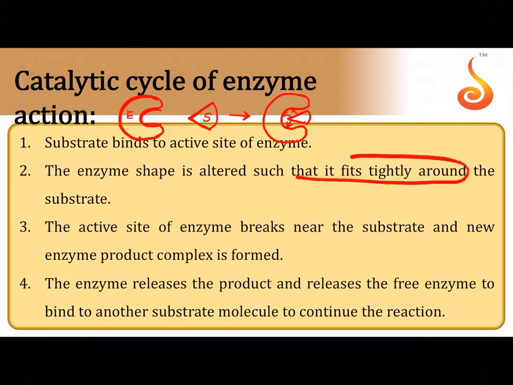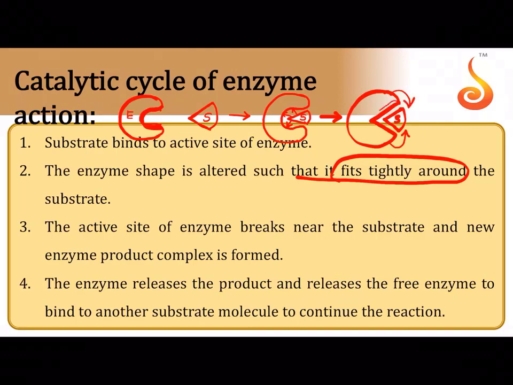And then the substrate will bring about changes in the active site of the enzyme such that the enzyme can fit tightly around the substrate. Now see how the active site will change. The active site will conform to the shape of the substrate. See, both have sharp edges now. Here the active site was blunt, but now the substrate, on binding to the enzyme, has mediated a change such that the enzyme is now tightly wrapped around the substrate.